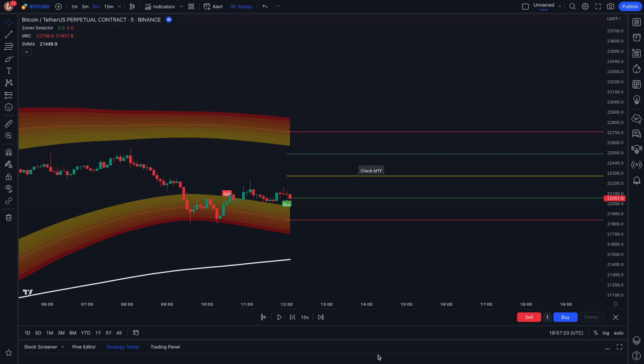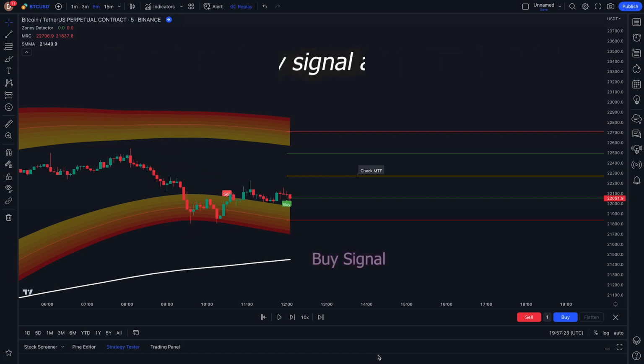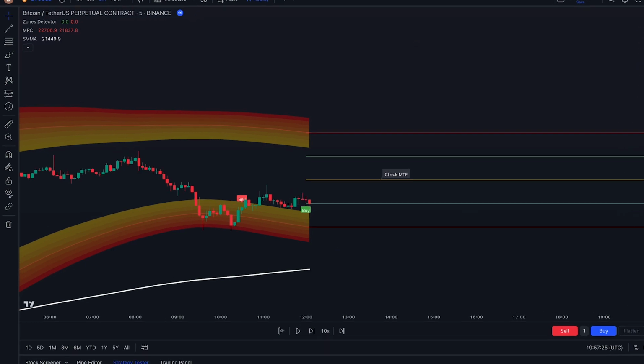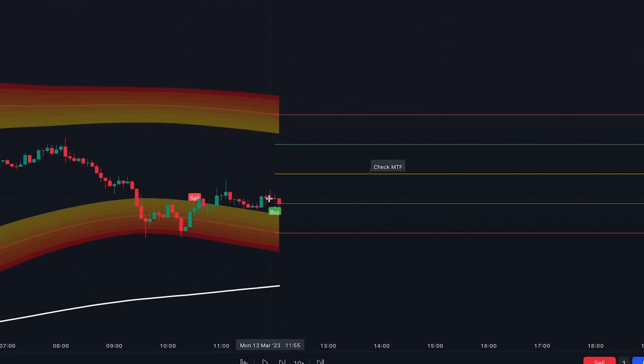Second, wait for the price to pull back into the lower channel. Once the price has pulled back, check if the indicator prints a signal to buy. If it does, this is the final confirmation to open a buy trade. Set the stop loss below the recent swing low and target 2 times the risk.